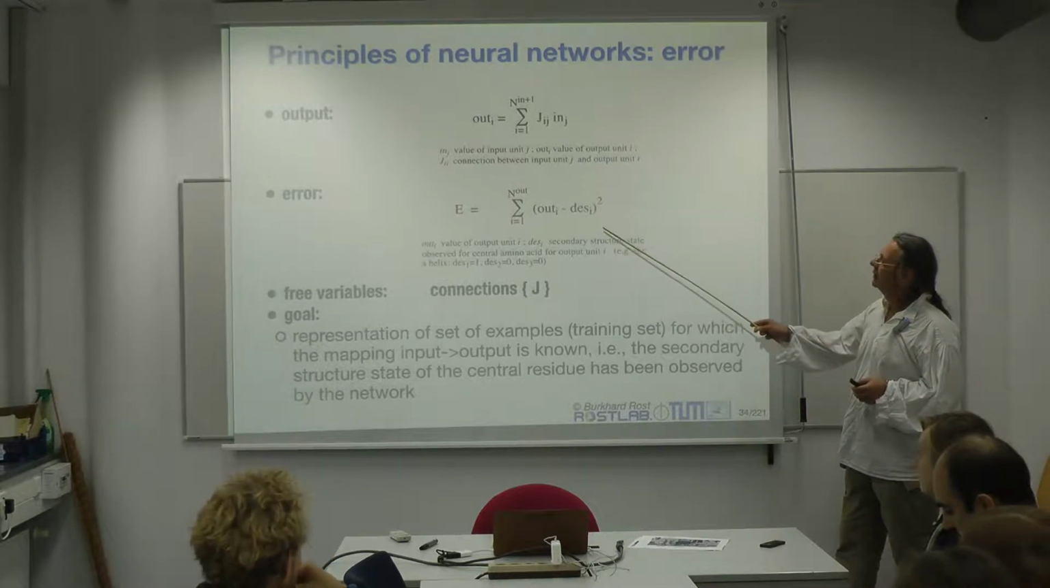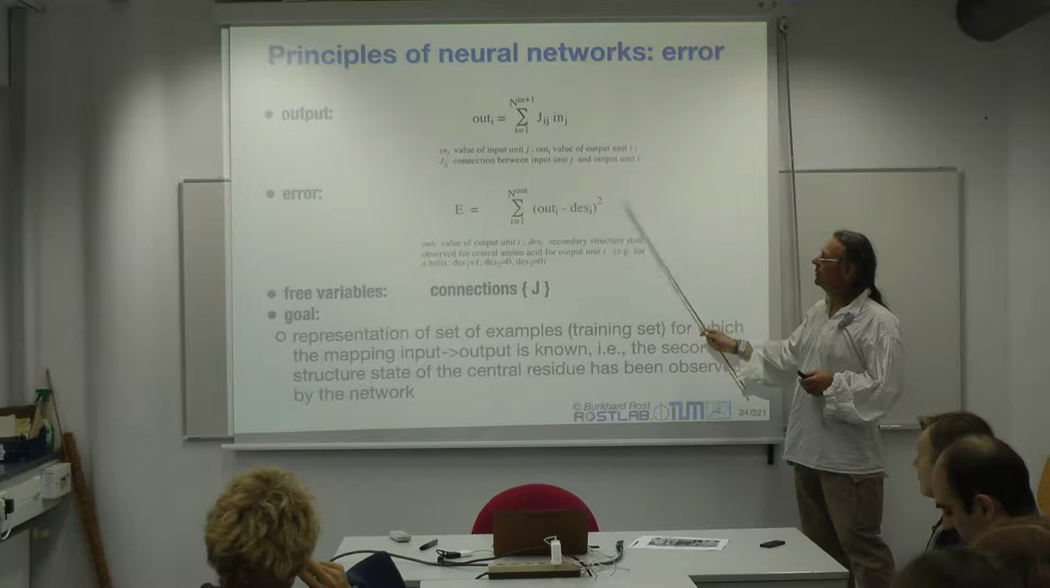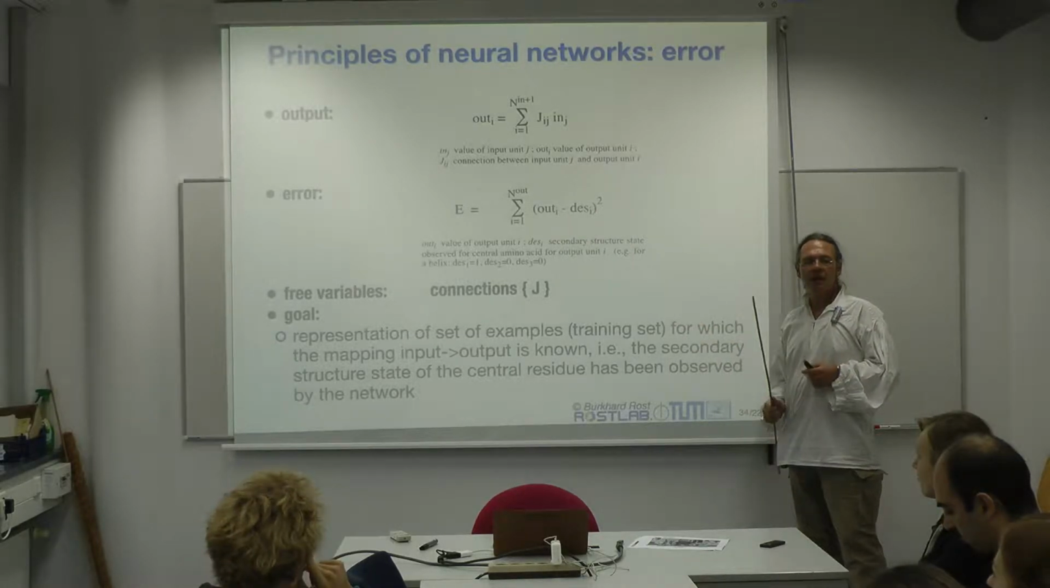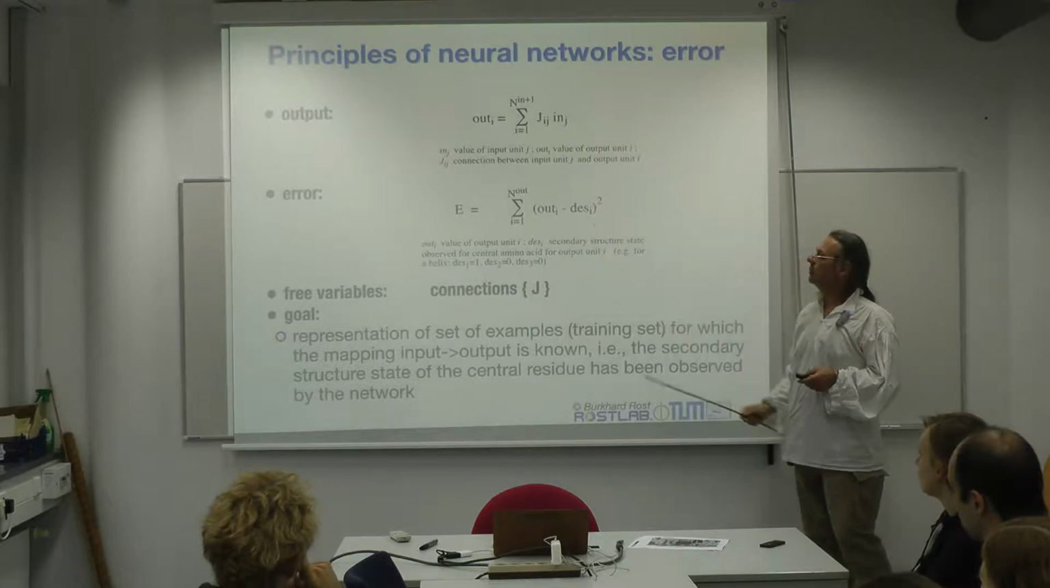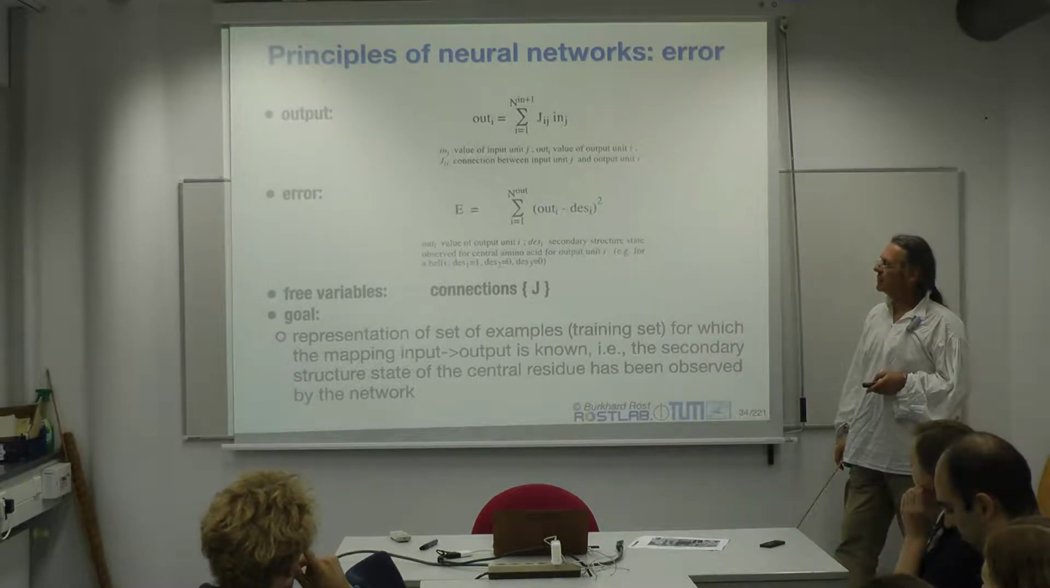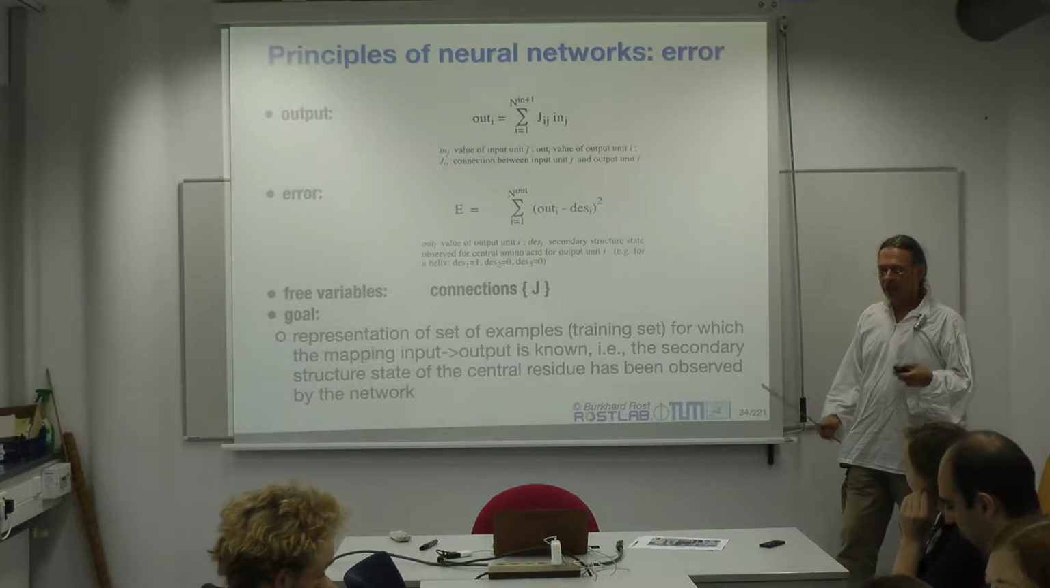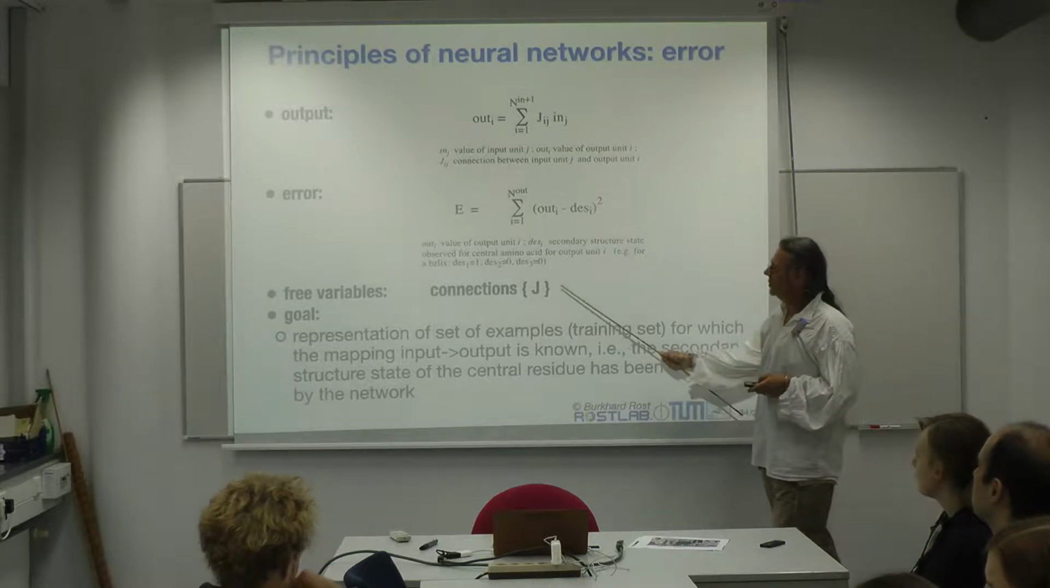The error, so that is defining the output. The error is simply the difference between what you have and what you expect. You square it and sum over all output units. In our case, the simple example that I showed you, this is one. The free variables, again, are the connections. And in order to train, what you do is you change the connections.